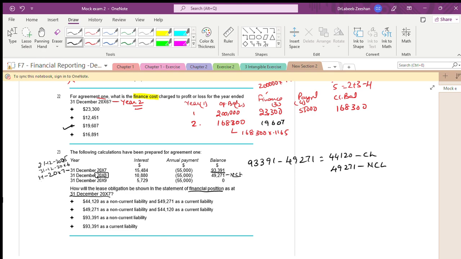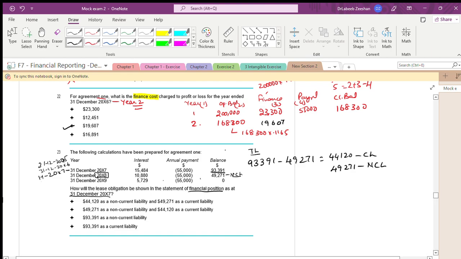Next year, not these 12 months. Think that what we are doing in the current year is the present 12 months. This 12 months we are going to pay a portion of the 93,391 as a current liability. Next year we will pay the balance amount. This is the total amount, the total liabilities.